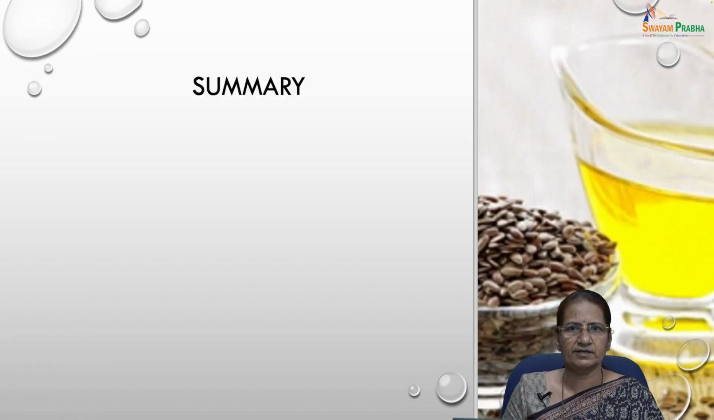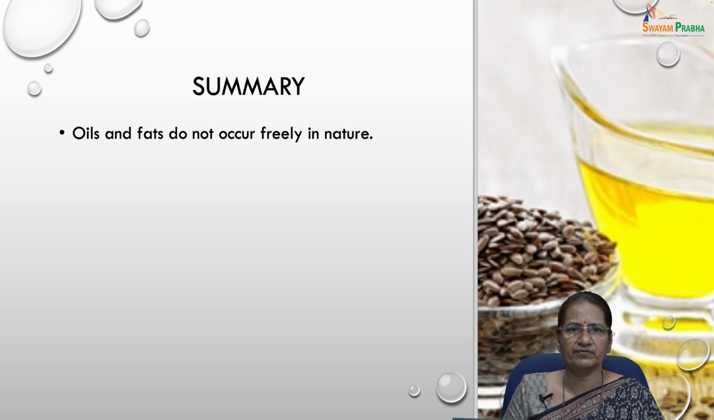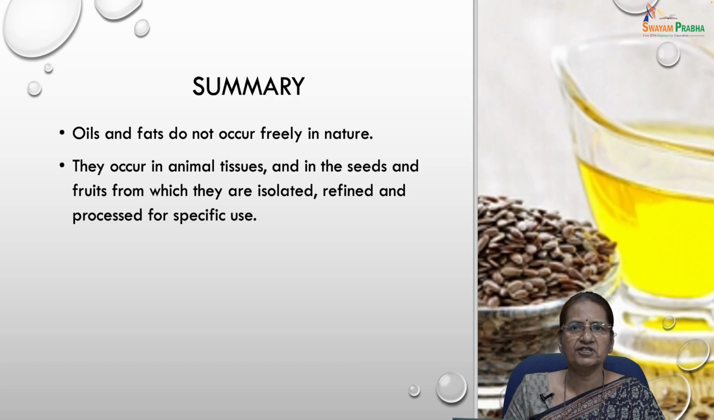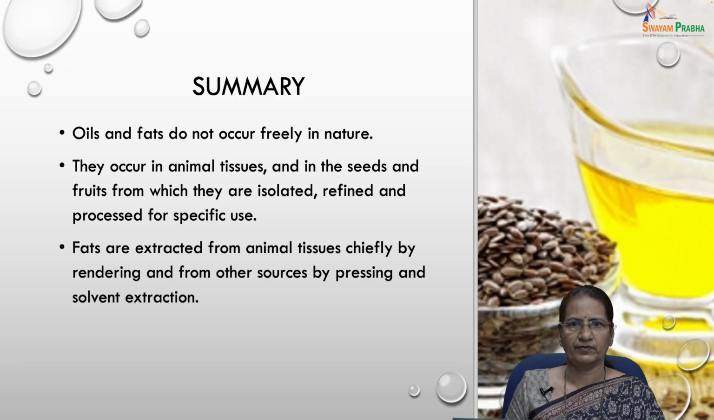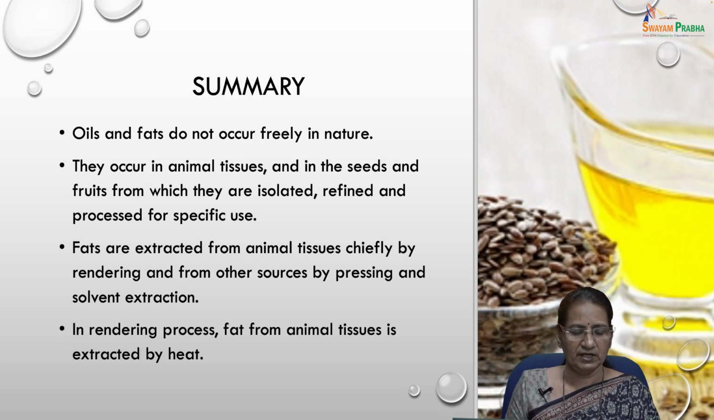Now let us summarize. Oils and fats do not occur freely in nature. They occur in animal tissues and in the seeds and fruits from which they are isolated, refined and processed for specific use. Fats are extracted from animal tissues chiefly by rendering and from other sources by pressing and solvent extraction. In the rendering process, fat from animal tissue is extracted by heat.